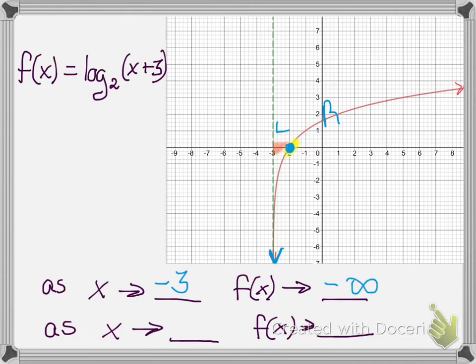Now let's look at the right side of the graph. If you notice on the right side of the graph, when it comes to the x values, there's nothing stopping it. There's no vertical asymptote or anything. So therefore, it keeps going and going and going to positive infinity. So my x approaches positive infinity. And if you look at the arrow on the right side, it's pointing up. So that f of x is going to be approaching positive infinity.